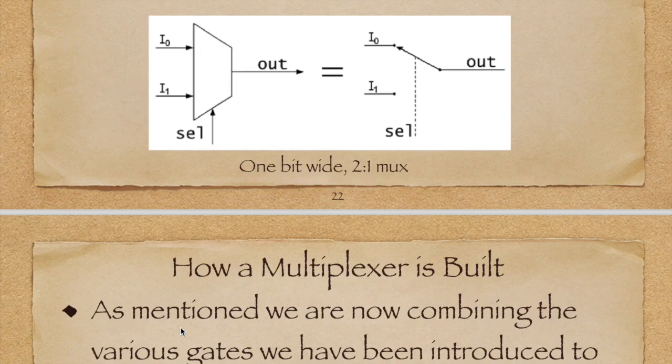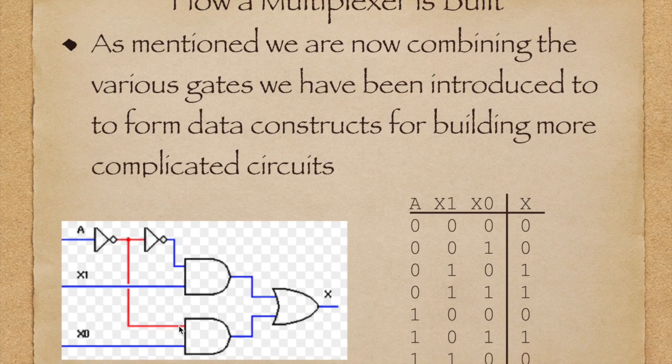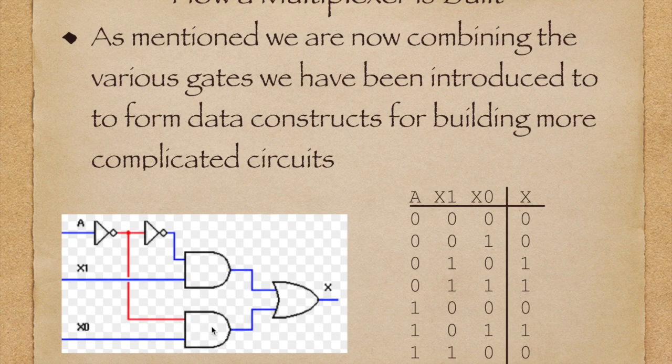How do we build a multiplexer? A multiplexer is constructed, and we'll do this in our lab, by using inverters, AND gates, and an OR gate. And the A is the select in this case. So when this is a 0, this will be a 1. So when select is a 0, x0 passes through, so what will be here will be the value on x0, and that will show up on x.